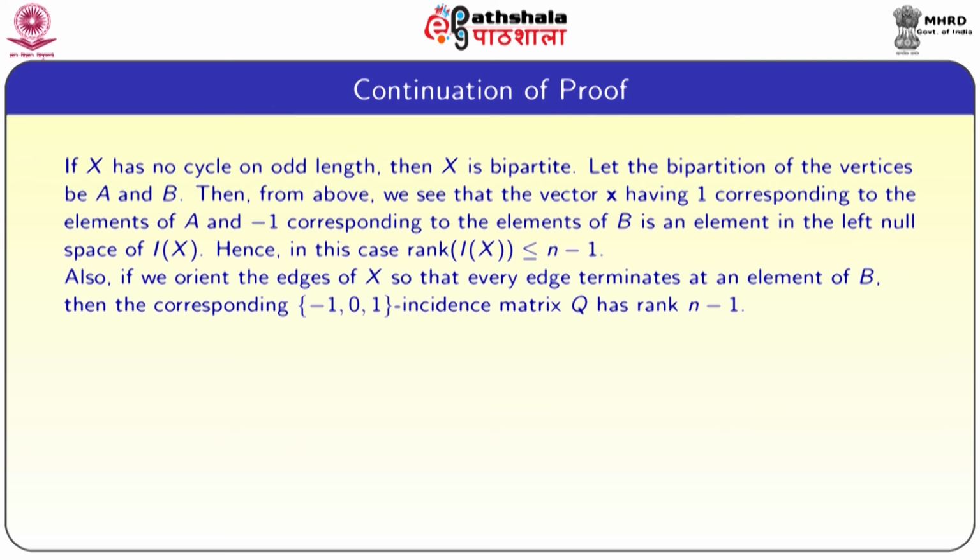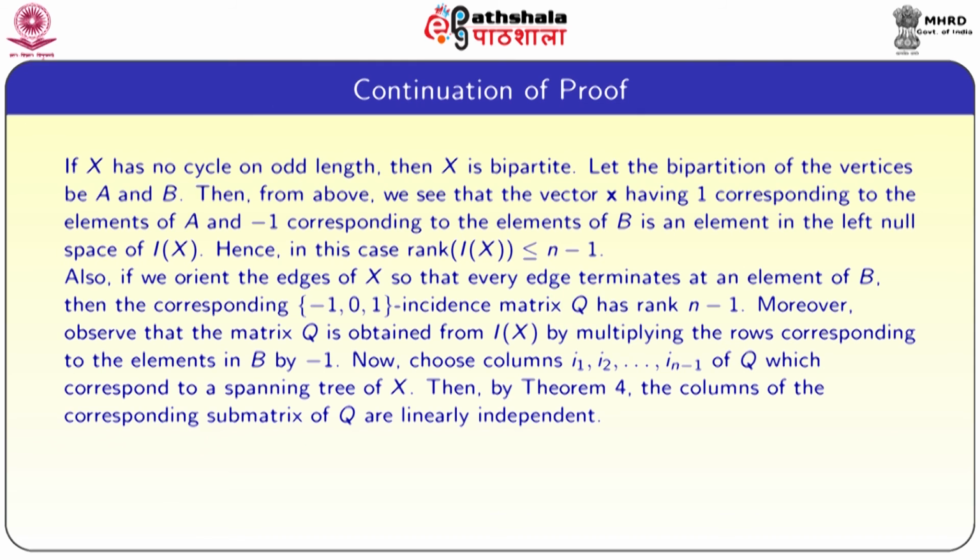Also, if we orient the edges of X so that every edge terminates at an element of B, then the corresponding -1, 0, 1 incidence matrix Q has rank n minus 1. Moreover, observe that the matrix Q is obtained from I of X by multiplying the rows corresponding to elements in B by -1. Now, we choose the columns i1, i2 and so on up to i(n minus 1) of Q, which correspond to a spanning tree of X. Then by the previous result, the rows of the corresponding submatrix of Q are linearly independent.